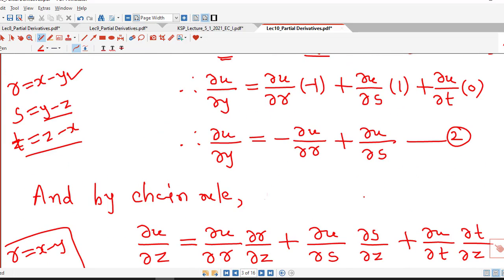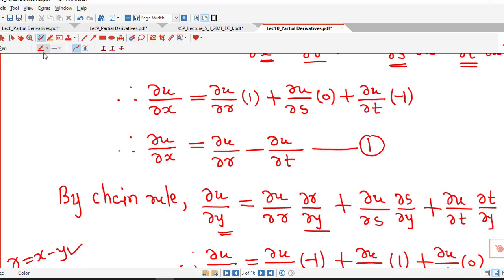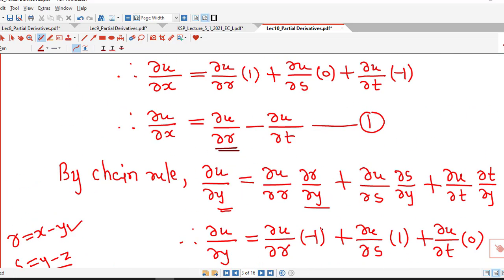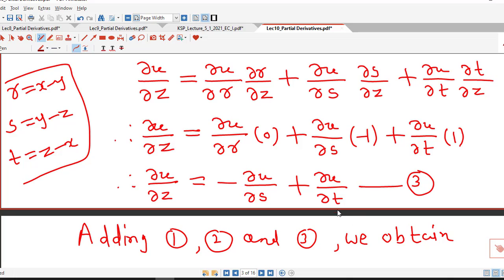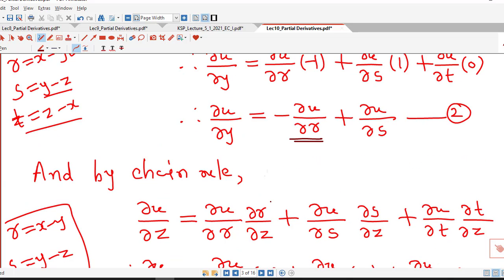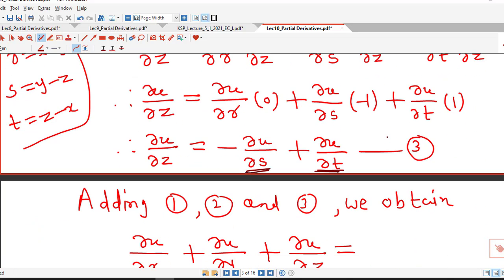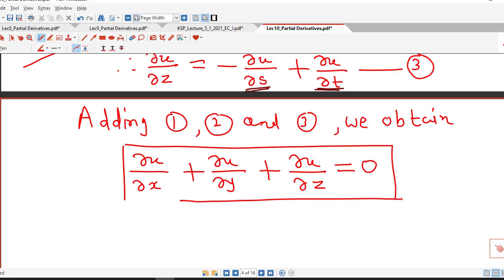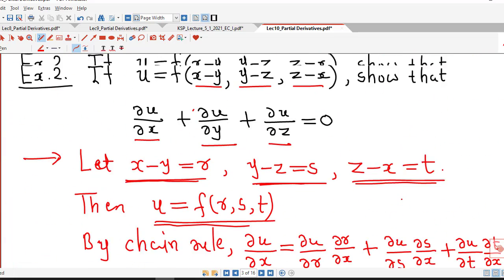Now if we concentrate on the right hand side, here in equation 1 we have del u by del r, so that will cancel out with this minus del u by del r. Similarly this is minus del u by del t, that will cancel out with this del u by del t, and this is minus del u by del s, that will cancel out with this del u by del s. So if we add right hand side of all these equations, we obtain 0.